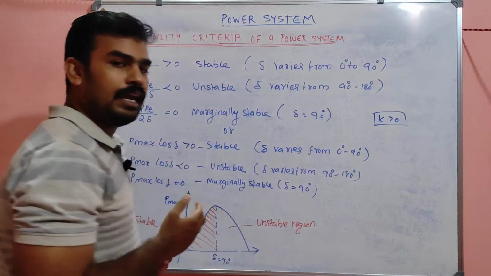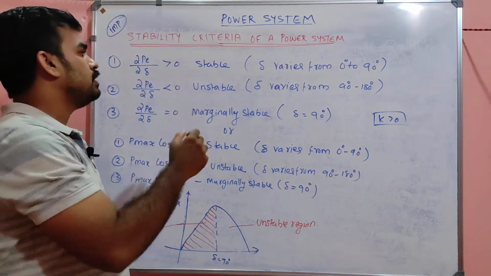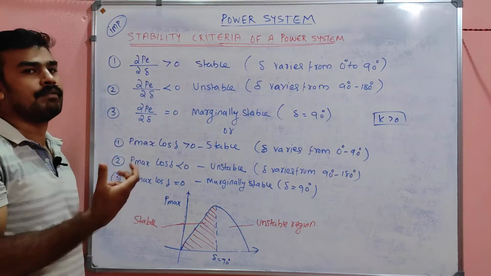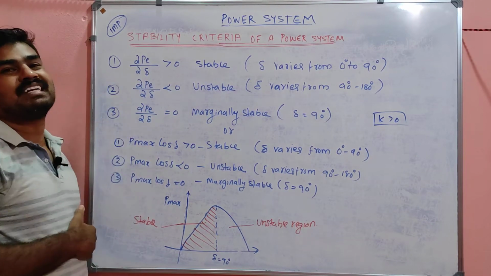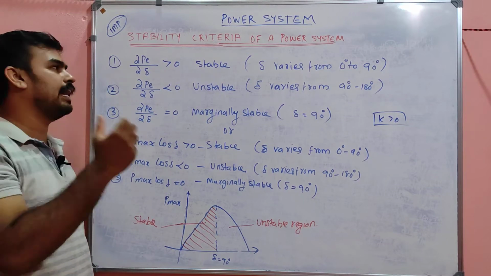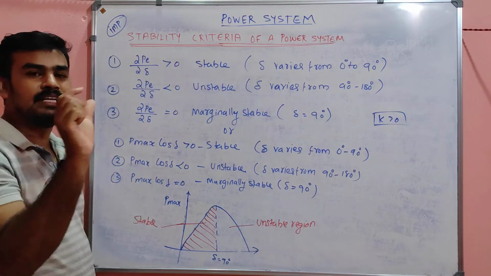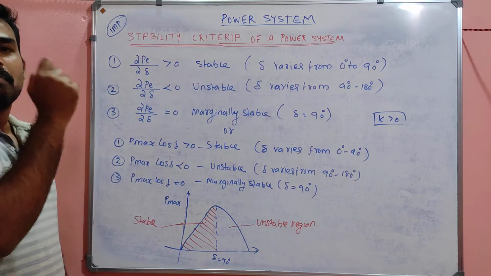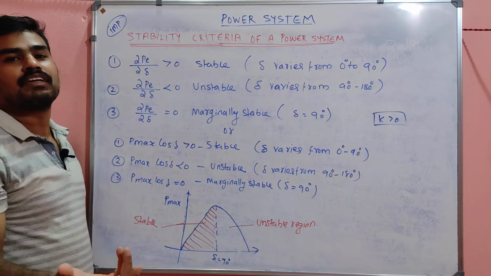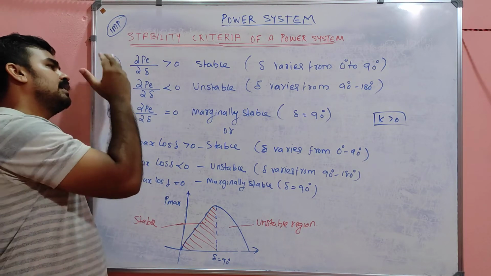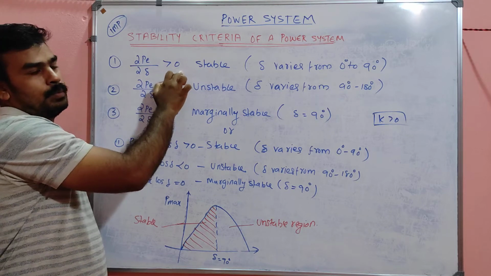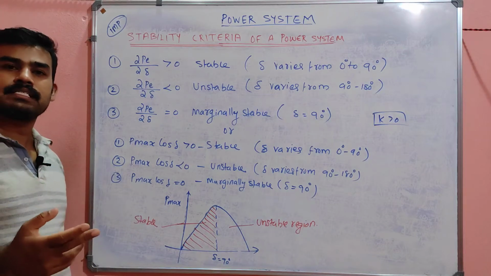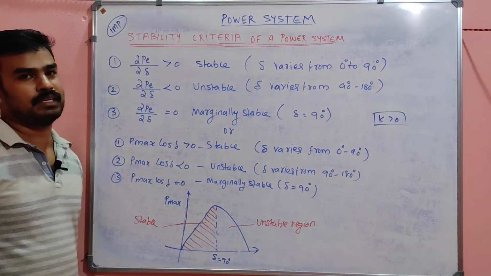So what was the value of k? Dou PE divided by dou delta, the derivative of the electrical power output with respect to delta, is called the constant k, at delta equal to delta 0, that is for initial delta 0, but generally we can say that dou PE by dou delta is the value of k. We already discussed it. Whenever that value of k is greater than 0, we can say that the system is stable. Yesterday we discussed the two cases, with damping and without damping, right?